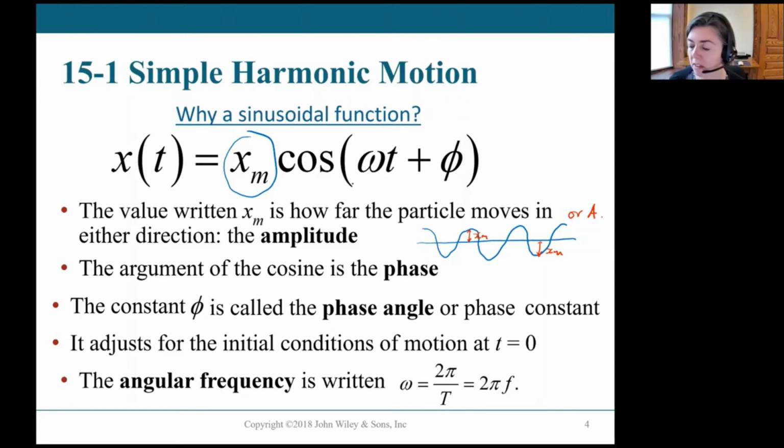Okay, the thing that's inside the cosine function, so the argument of the cosine function, we call that the phase, and this part here is the phase angle or phase constant. And what you need to know about this is that if this number is positive, that means that the function will be shifted to the left compared to just a regular cosine function. And if phi is negative, that will shift your function to the right.